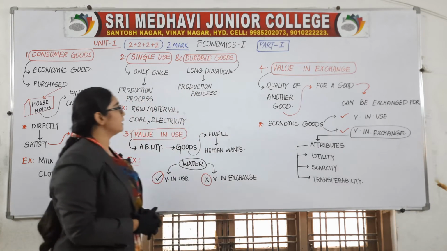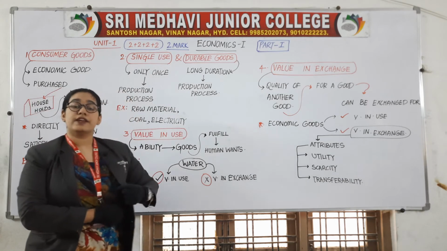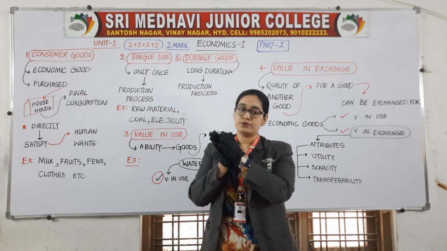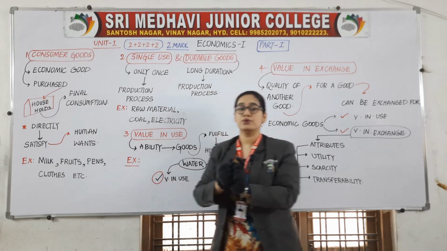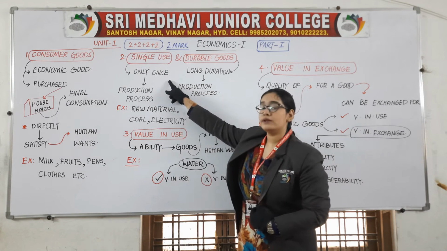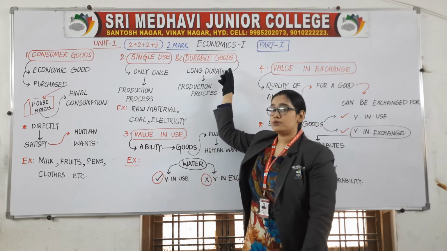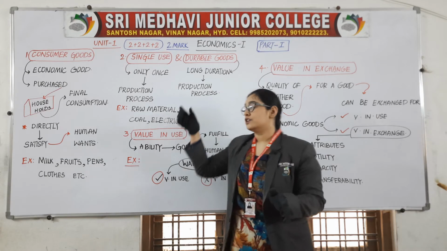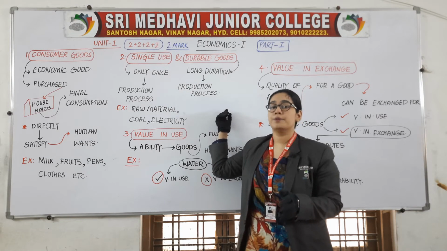Coming to the second one, single use and durable use. There are 2 kinds of goods, single use and durable use. The word itself is saying, single use means you can use it only once in the production process. Durable use, the word durable means for a long time. So, it is used for a long duration in the production process.